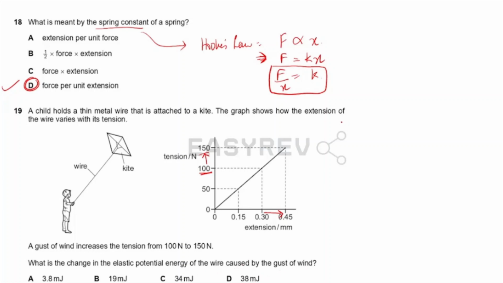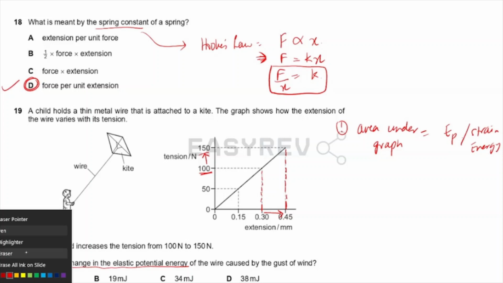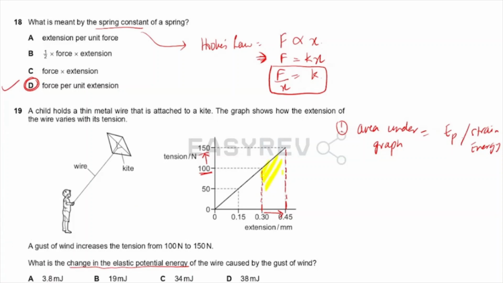Here we remind ourselves that for a tension versus extension, or force versus extension graph, the area under the graph line represents this elastic potential energy, or strain energy. It's the same thing. Now we wish to find the change in the elastic potential energy. This change is occurring because the extension is changing from 0.3 to 0.45, which means that the area we're interested in is not the entire shaded region, but rather specifically this trapezium that I'm highlighting here. So it's just a matter of finding the area of this trapezium and we can figure out what the elastic potential energy is.